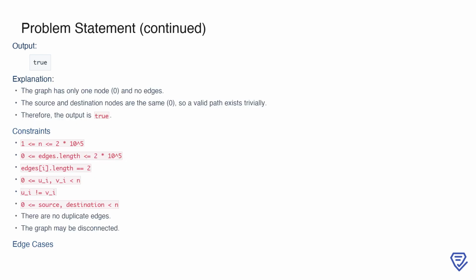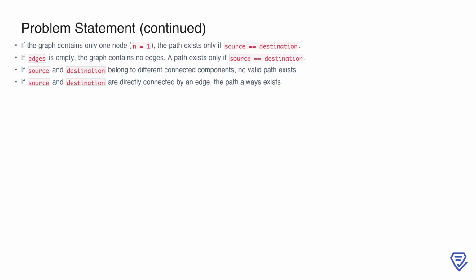In a simpler example, the graph contains only one node, n equals 1, with no edges. The source and destination nodes are both 0. Since there is only one node and it is both the starting and ending point, a valid path trivially exists. Thus, the output is true. This demonstrates that even in cases where there are no edges, a path exists if the source and destination are the same node.